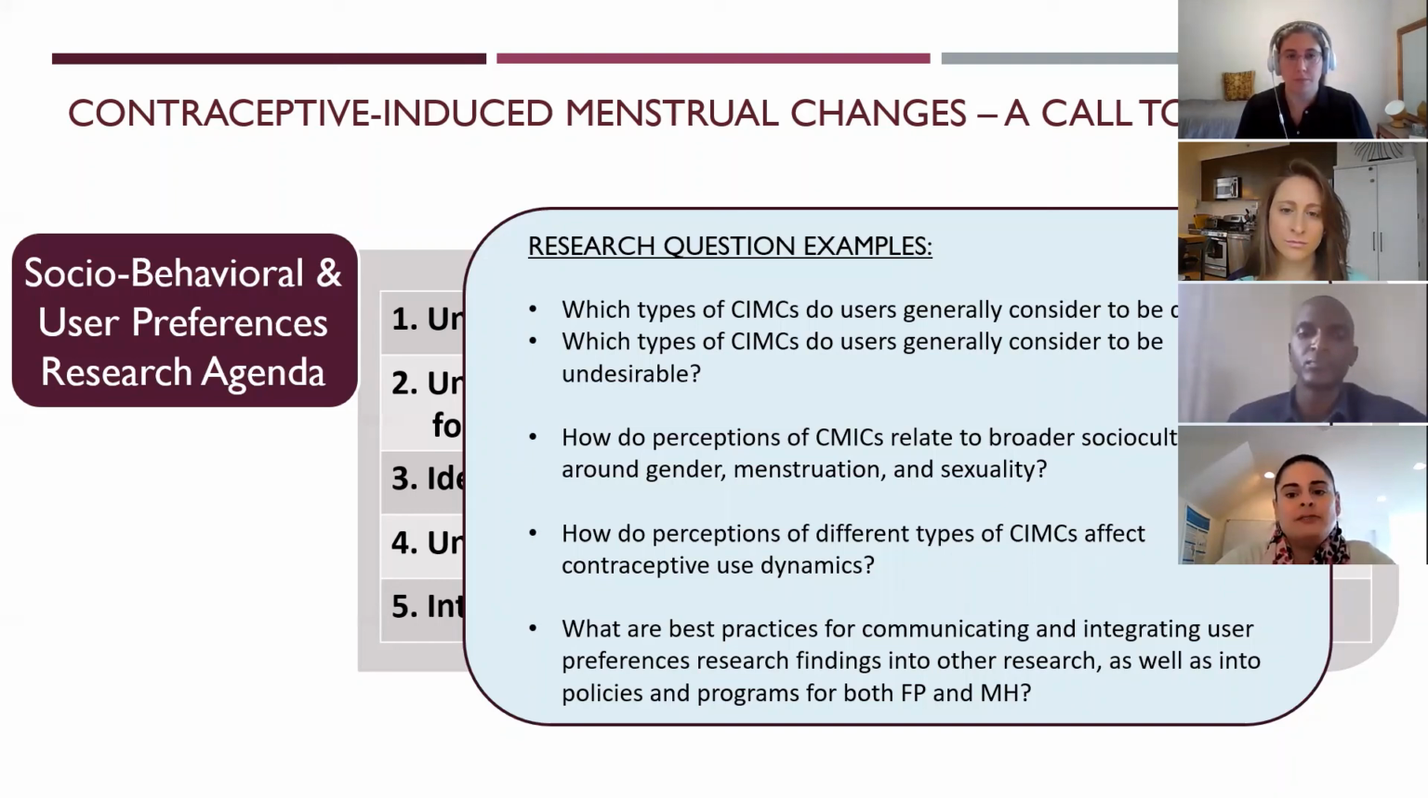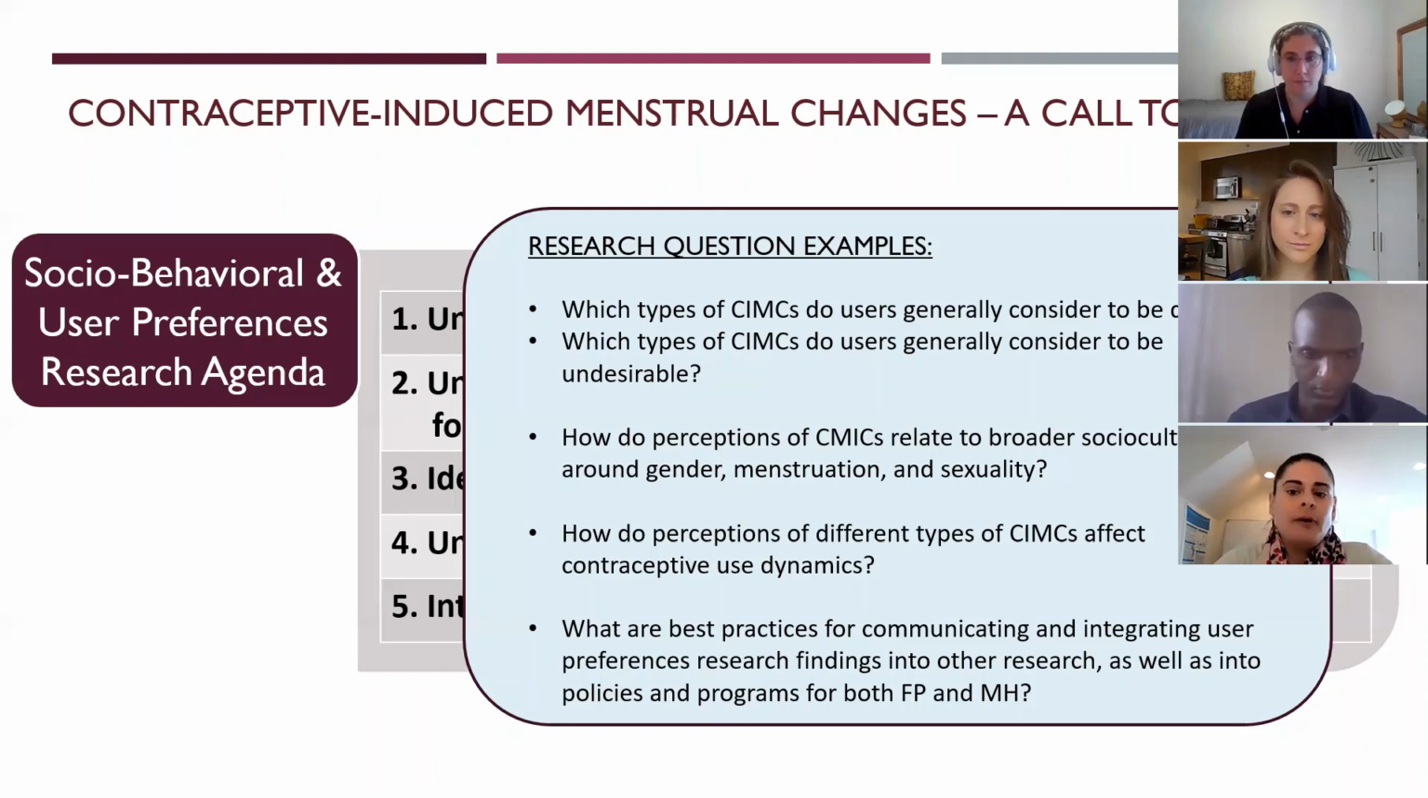How do perceptions of different types of menstrual bleeding changes affect contraceptive use dynamics? Again, we've chatted a little bit about that. And so for things like how does lighter bleeding in volume, but that may be more unpredictable, that users may experience with some progestin-only methods, impact things like method uptake, continuation or discontinuation, decisions about method switching, non-use, etc. And how is this different or similar for things like pause bleeding or amenorrhea, or things like increased bleeding?